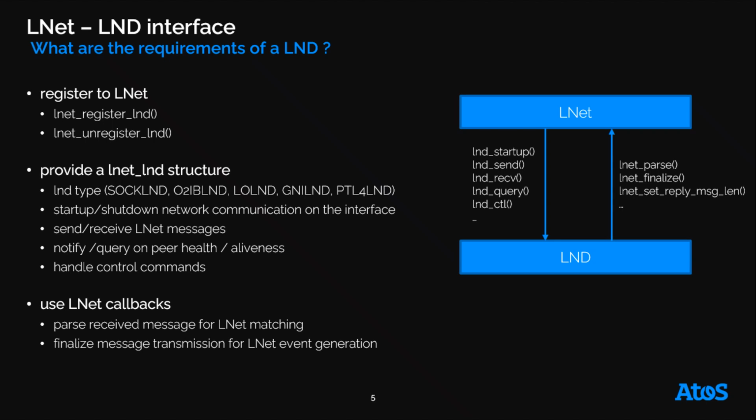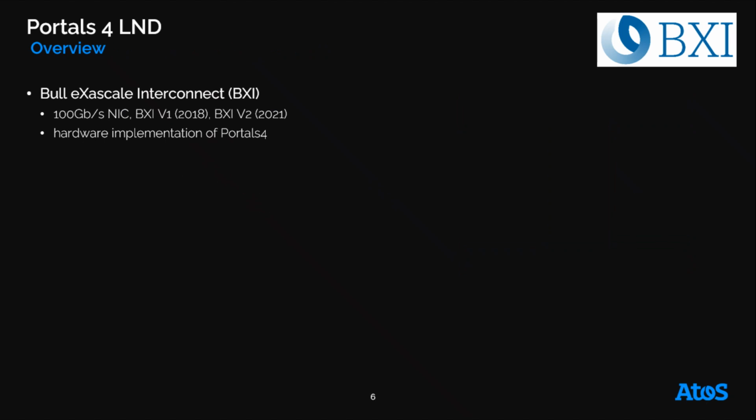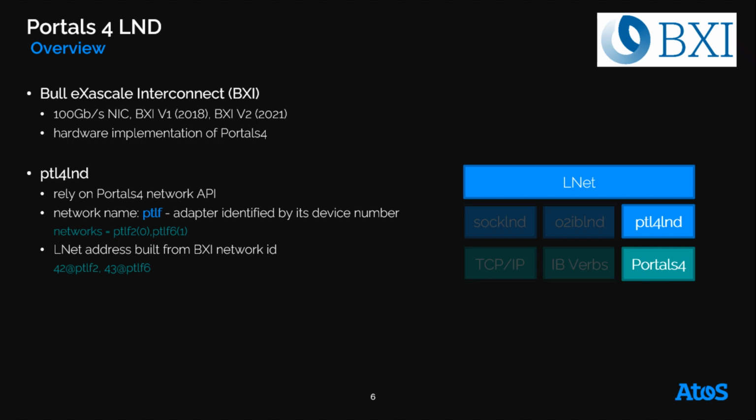Let's have a look at the Portals 4 LND. BXI is the interconnect network developed by Bull. It includes a 48-port switch and a 100 gigabit per second NIC. The NIC provides a hardware implementation of the Portals 4 communication API. As shown in the diagram, the PTL4 LND relies on the Portals 4 network API. This is similar to the socket LND that relies on the TCP/IP communication stack.